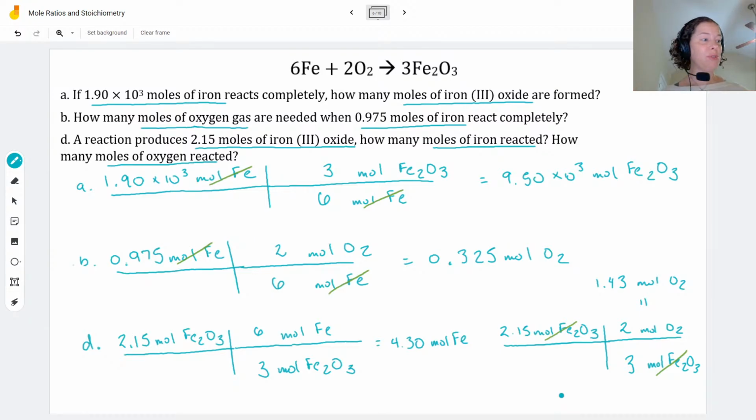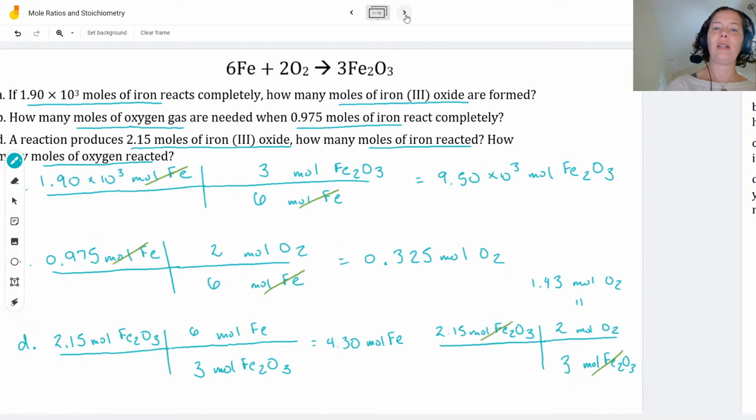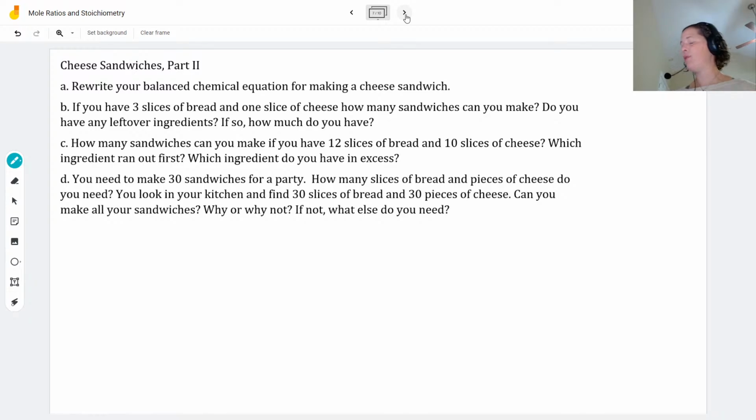Okay, looks like there are no questions, which is totally fine. For the next part, I want to talk about limiting reactants, but we're still going to stay in moles. We're still going to keep it really simple mathematically, and we're going to work just on the concept. Okay, so we're going back to our cheese sandwiches because, again, I think it's just a really good example of how the math is actually going to work and how you have done stoichiometry before and you've done it very easily. We just need to take those skills and apply it to chemicals instead of, well, in this case, bread and cheese. Okay, so rewrite your balanced chemical equation for making a cheese sandwich.